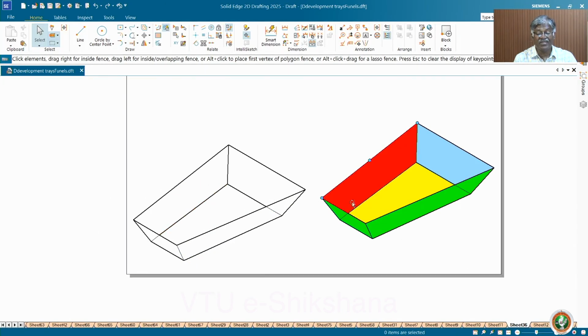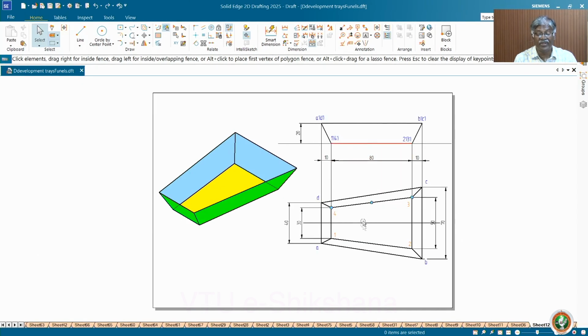Let the base surface of the tray be a trapezium instead of a rectangle. So how to do it? This is the wireframe and this is the modeling type, and you have the problem like this. The problem you get like this: 80, either side 10 mm, 10 mm.